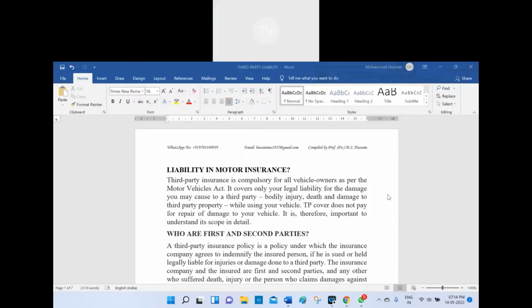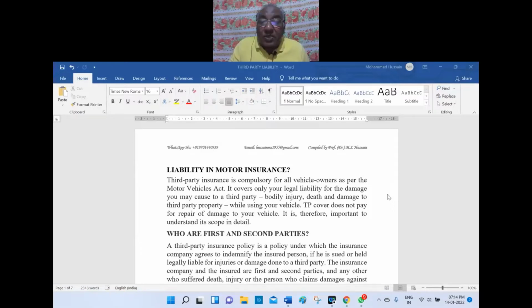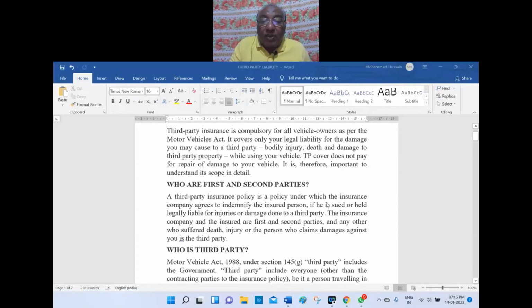Liability in motor insurance, that is third party insurance, is compulsory for all vehicle owners as per the Motor Vehicle Act 1988. It covers only your legal liability for the damage you may cause to a third party: bodily injury, death, and damage to third party property while using your vehicle. Third party cover does not pay for repairs of damages to your own vehicle, and it is therefore important to understand its scope in detail.